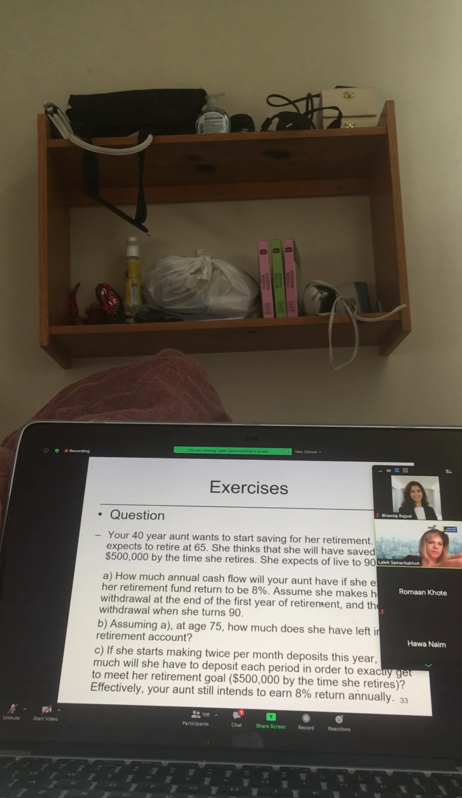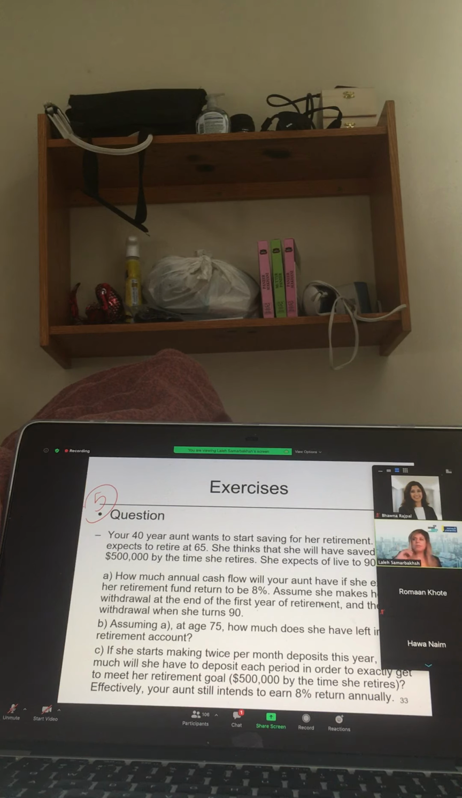Yeah, 5. So question 5, for the set of questions that we have here, is your 40-year-old aunt wants to start saving for her retirement. So this question is a retirement question. She expects to retire at 65, and she thinks that she will have saved $500,000 by the time she retires. So her retirement goal is $500,000. She also expects to live to 90. Okay, none of us know how long we live, but for some reason we have to assume we know when she dies. So we're going to assume she dies at 90.